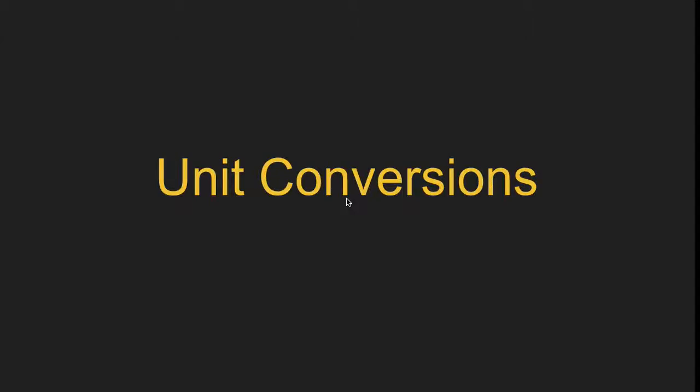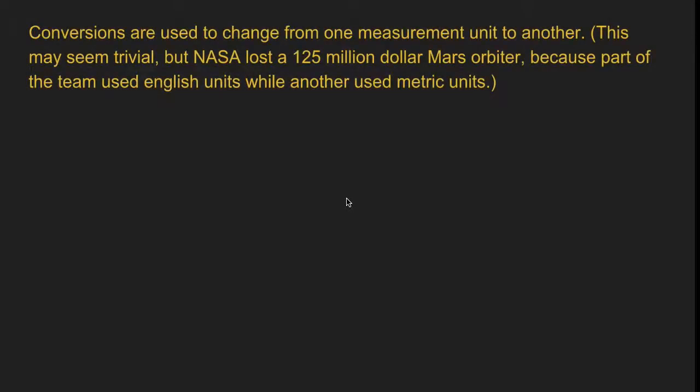This video is going to be on converting units, for example, converting from centimeters to meters or centimeters to feet. It may seem trivial, but NASA lost a $125 million Mars orbiter because part of the team used English units and another used metric units. So it's a good skill to have to be able to convert from one to the other.